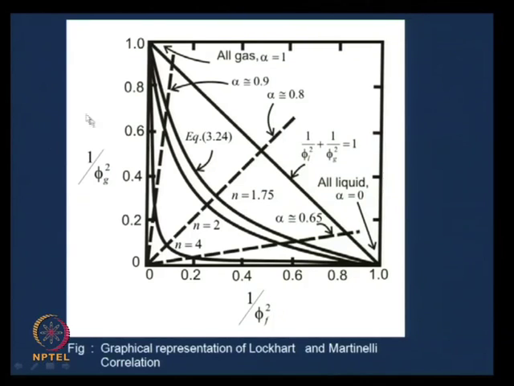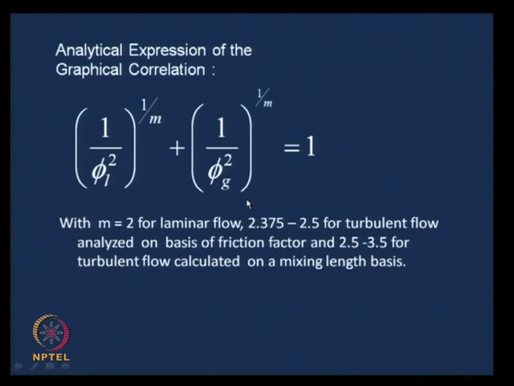This has been expressed in this form because from the analytical expressions also we find that the relationship between these two exists. The straightforward relationship exists not between phi g square and phi L square, but between 1 by phi g square and 1 by phi L square. Okay. So, this was the particular expression that we had got, and the analytical form can be expressed as it is written down here. It is 1 by phi L square whole to the power 1 by m.